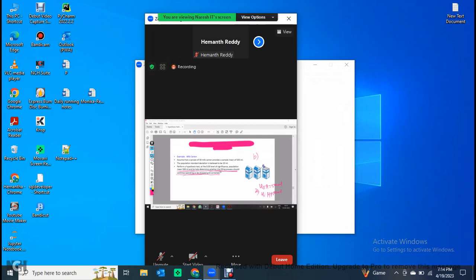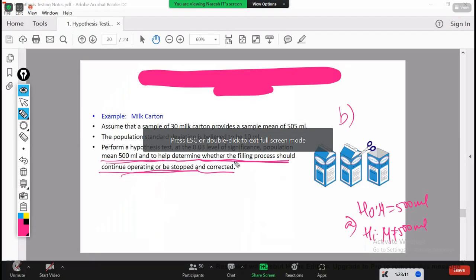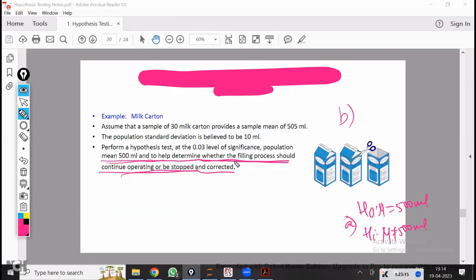Quality inspector will do the correction? No, the quality inspector is not going to do the correction. Who is going to do the correction? Then company people will do the correction, the manager or whatever the person. So they are going to do the correction. So for them, it should be exactly equal to 500 ml. If it is not equal to 500 ml, they are going to take the action.